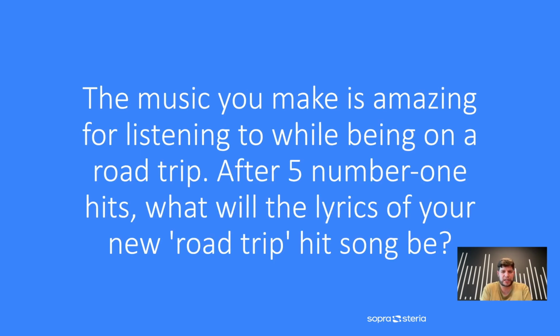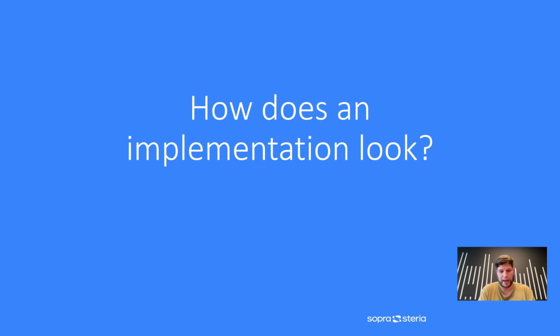So when we have this sentence, the music you make is amazing for listening to while being on a road trip. After 5 number 1 hits, what will the lyrics of your new road trip hit song be? Here you already get some visualization of the situation. What is going on? The text is not saying you are talking to an artist directly, but as an understanding of the context language-wise, this conversation is way more logical to happen with an artist than without an artist. And I think this is something where you can get good results past the persona interaction with large language models, if you can apply that persona within the way you talk to a large language model.